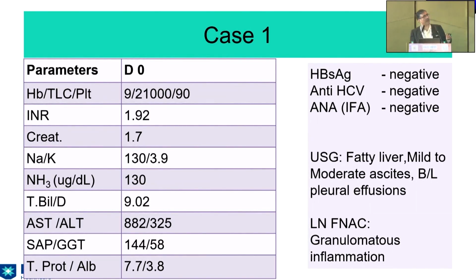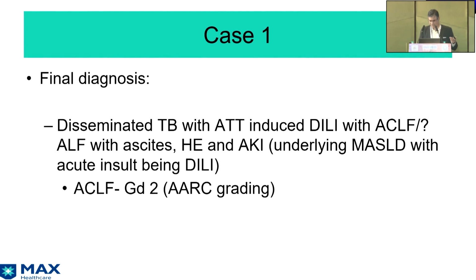These were the labs: hemoglobin of 9, TLC 21,000, INR 1.9, creatinine 1.7, bilirubin of 9, ammonia 130. These were the liver enzymes. All viral markers were negative. Ultrasound revealed hepatomegaly, fatty liver, mild to moderate ascites, and bilateral pleural effusion. I've already talked about the FNAC report. So this was the final diagnosis: disseminated tuberculosis with ATT-induced DILI with ACLF.